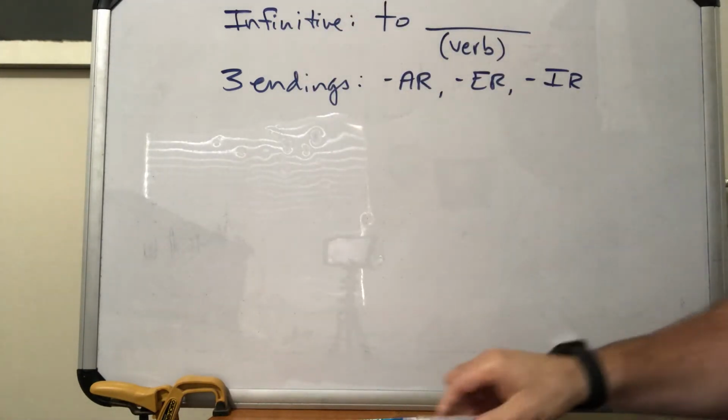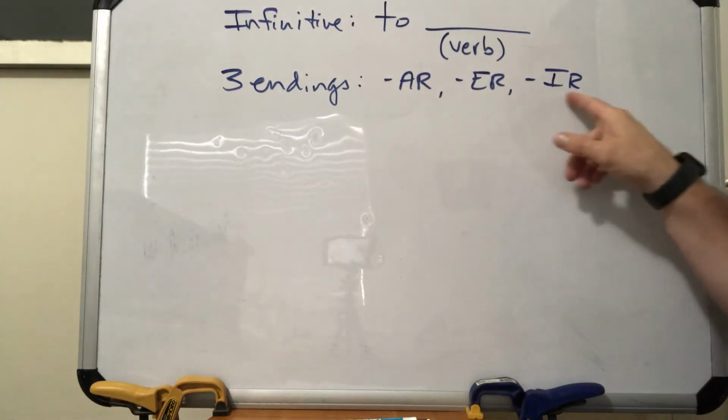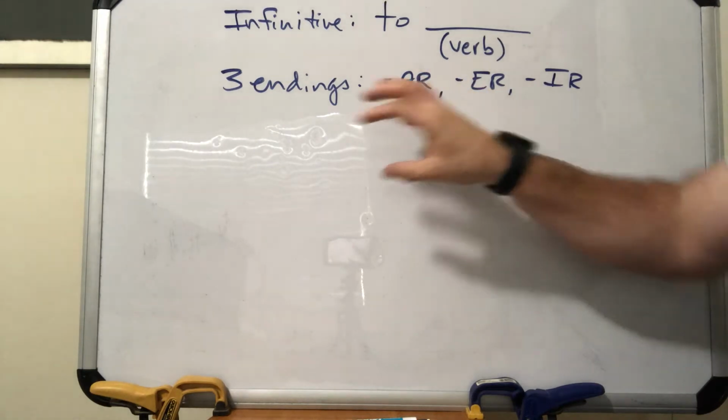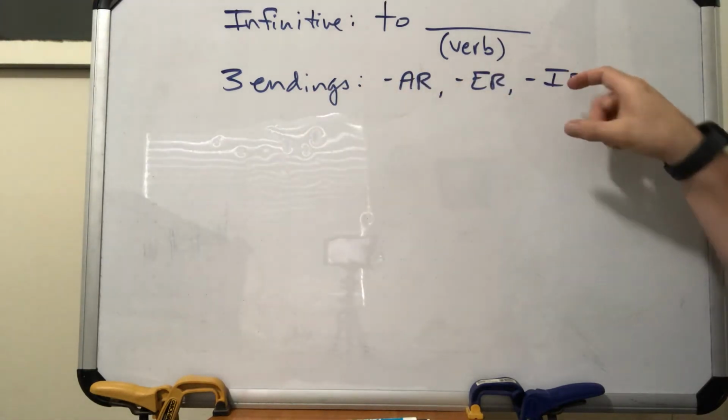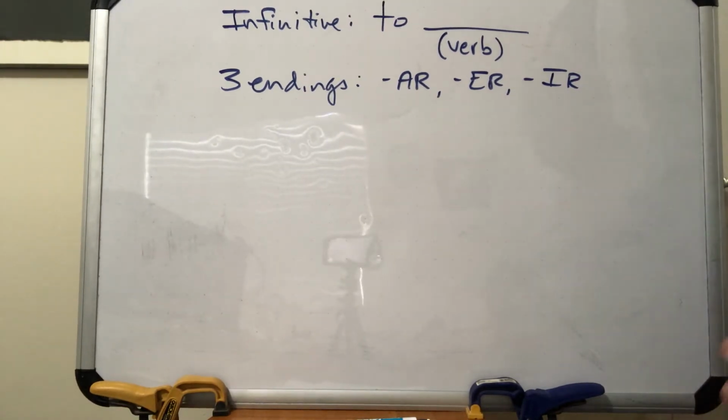Now, in Spanish, infinitives end three different ways. They'll either end in AR, ER, or IR. Okay? And usually the ARs we treat one way, and the ERs and the IRs we treat a different way. Okay?